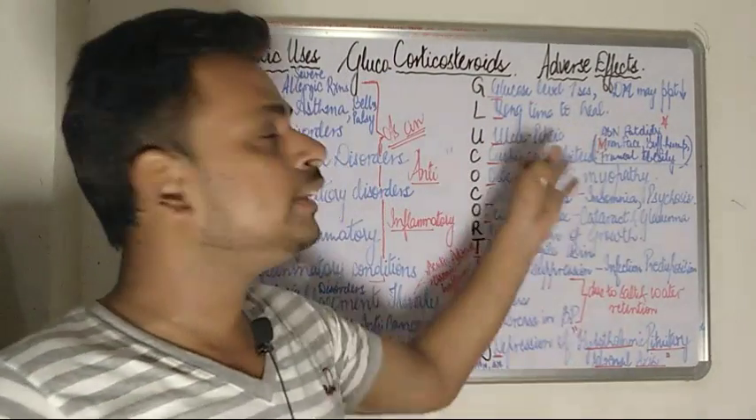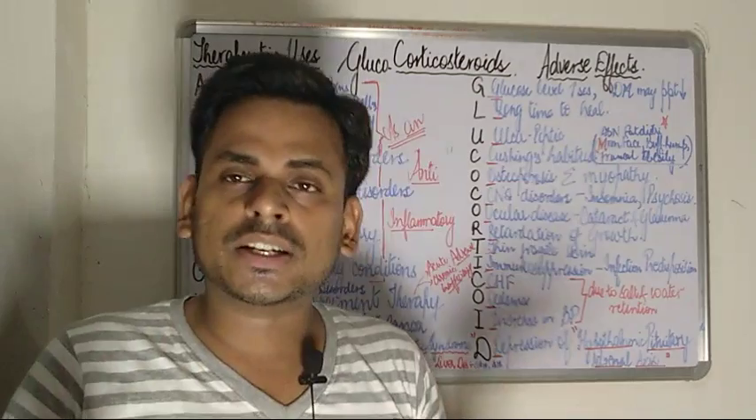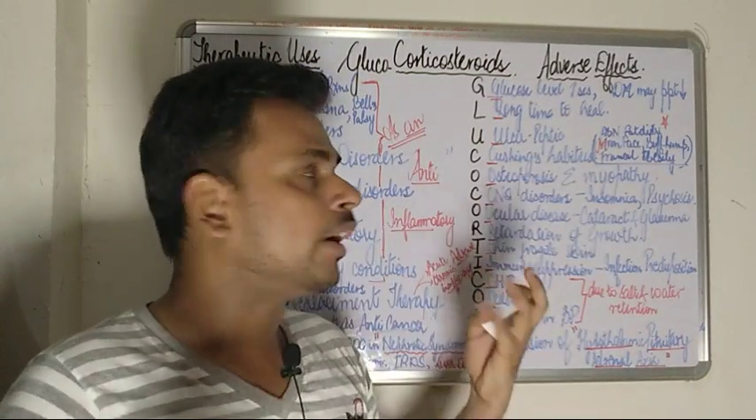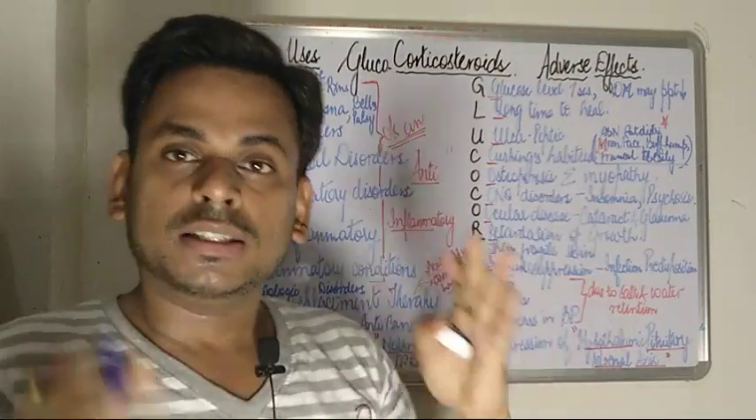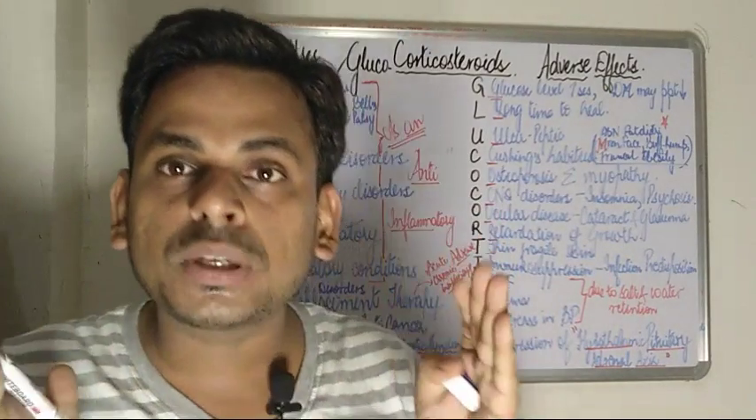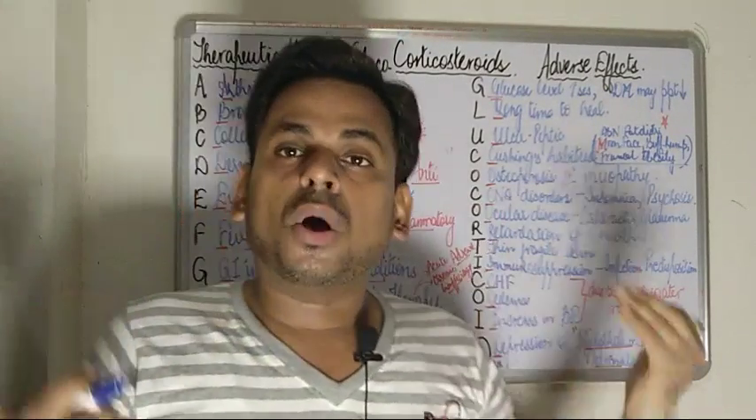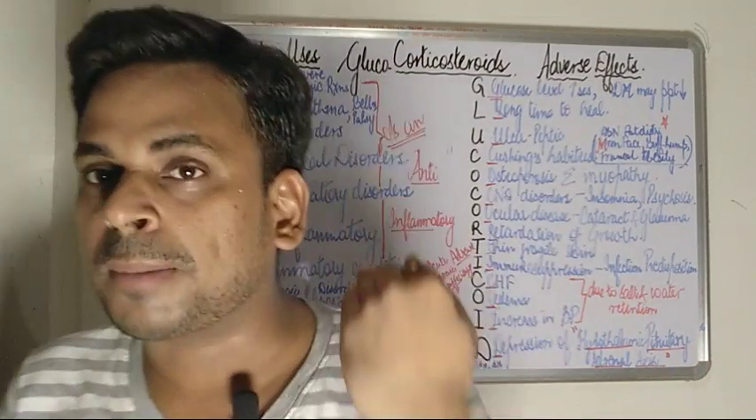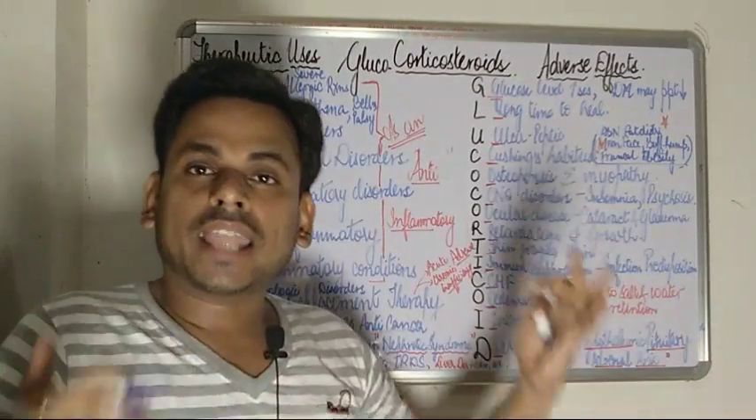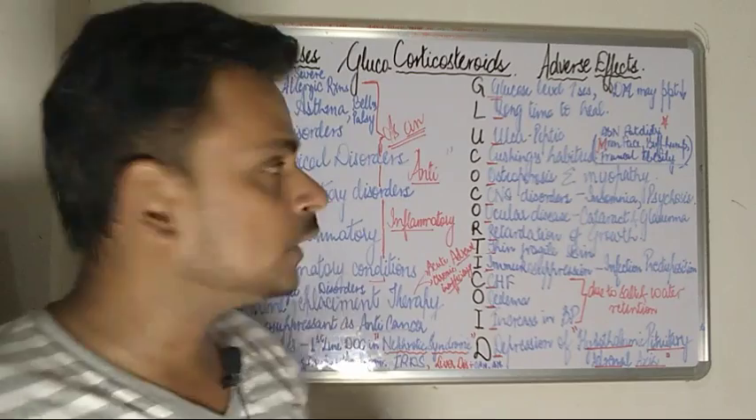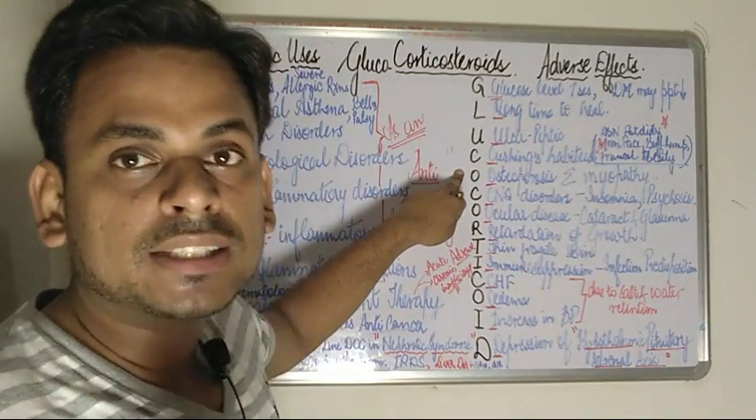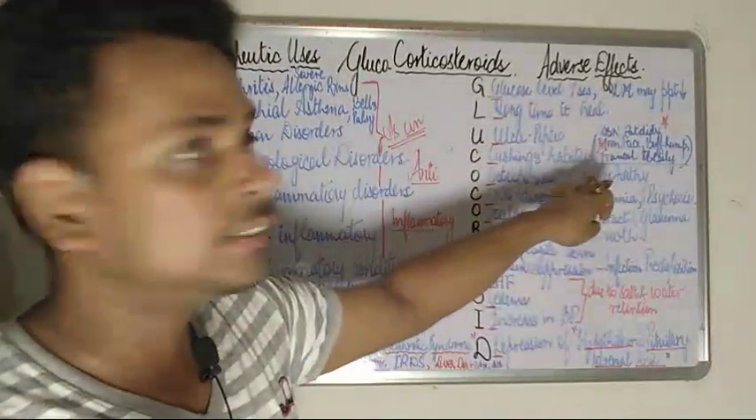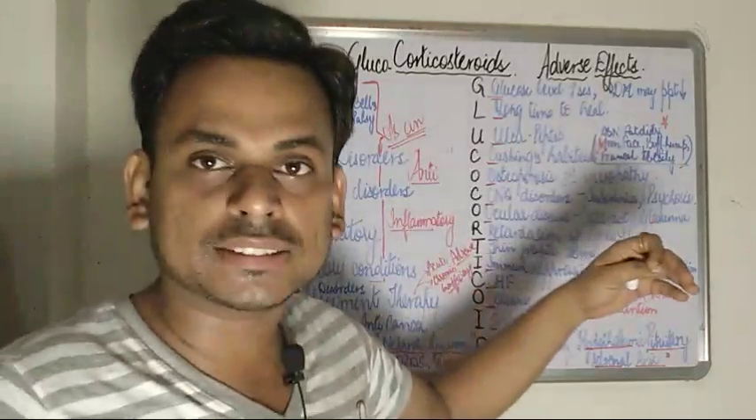So students, Cushing's habitus is a kind of disorder in which there is an abnormal distribution of fat. The patient may exhibit a moon-like face, along with the presence of a buffalo hump, and truncal obesity can also occur. So the first C of the glucocorticoids adverse effects can be seen in certain patients in the form of Cushing's habitus. So Cushing's habitus features I have discussed.